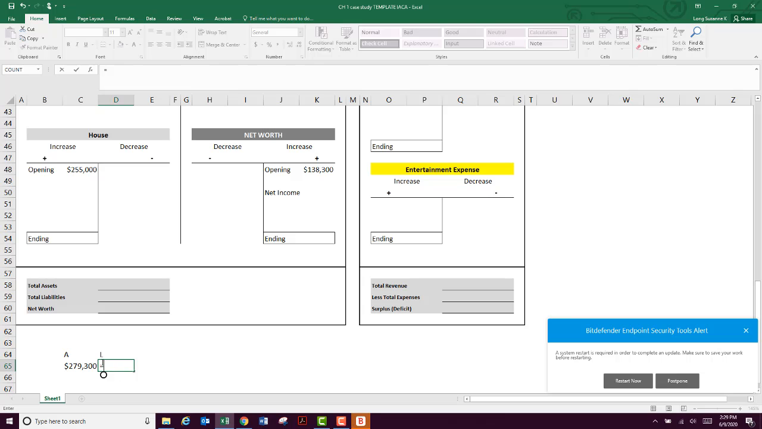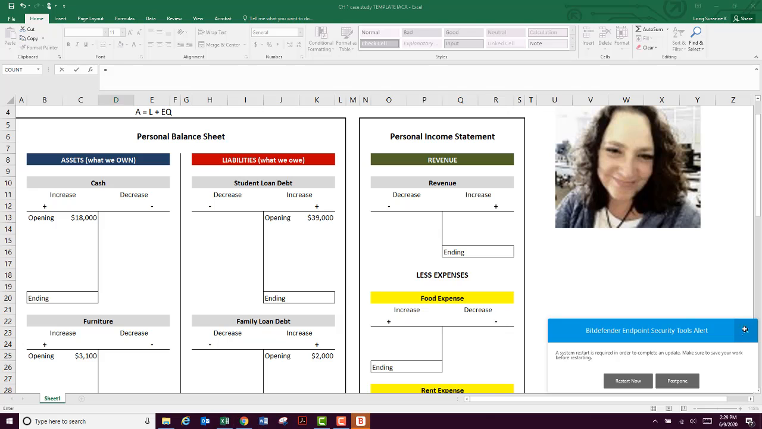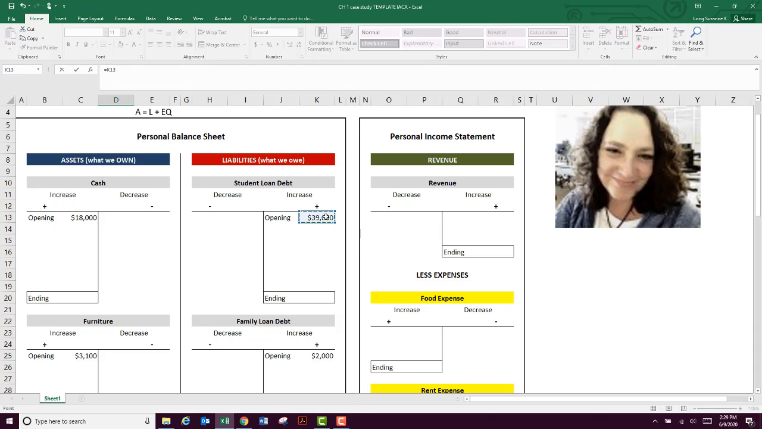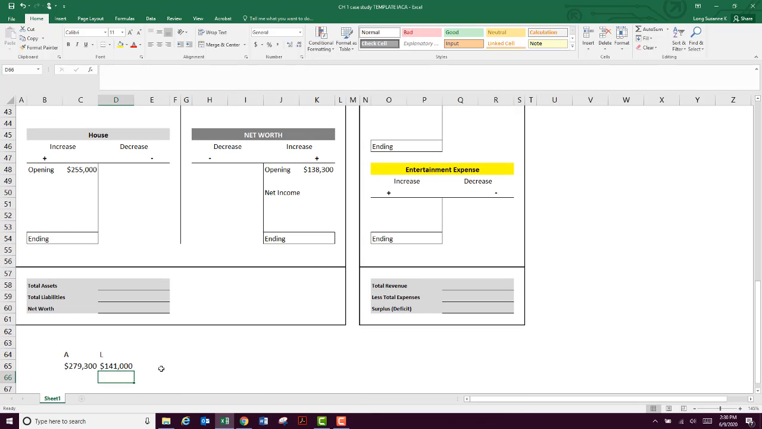Okay, what about liabilities? So I'm typing equal sign first. And I've got this one, plus this one, plus this one. Notice my formula up here. I'm typing equals, click, plus, click, plus, click. I'm clicking right on the cells. Enter to lock it in. So I've got $141,000 in liabilities.